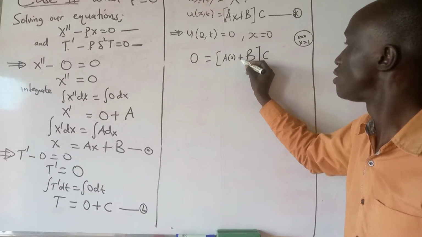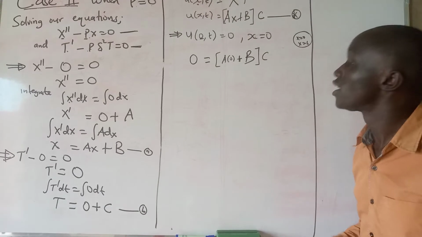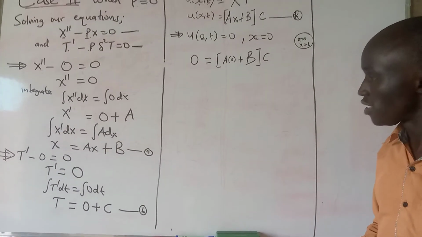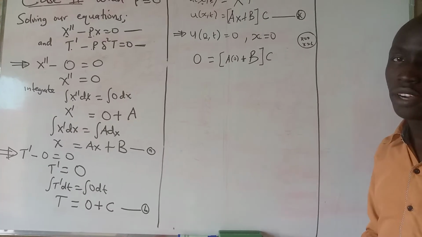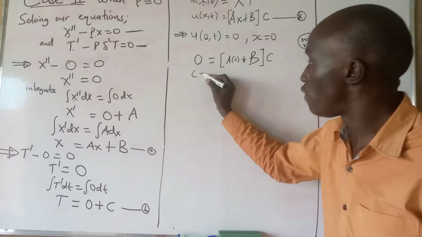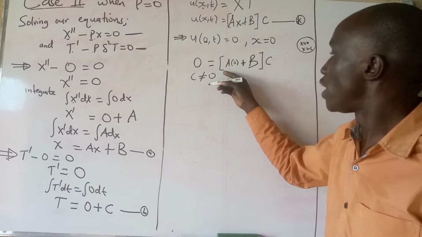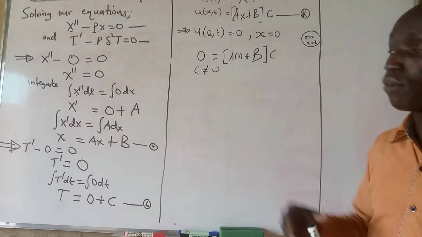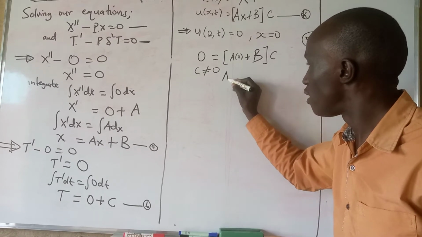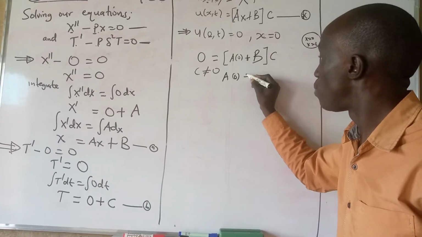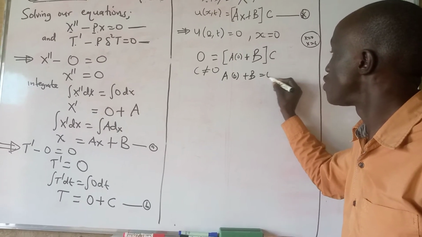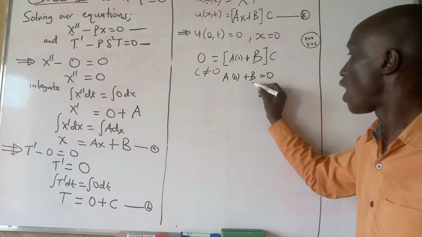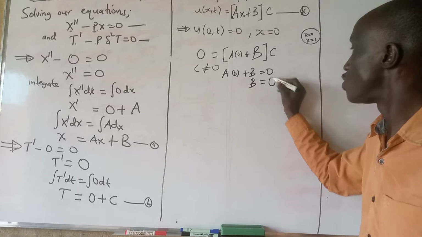Very important. So this is what we said. We said that c is a constant and it is a value already. So since c is a value, c cannot be equal to 0. But now the term inside the bracket, using the zero property, can be equal to 0. So that means our a times 0 plus b is equal to 0. So 0 times a is 0, meaning our b is equal to 0.